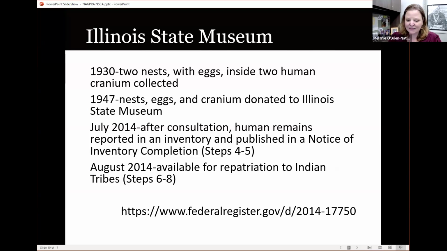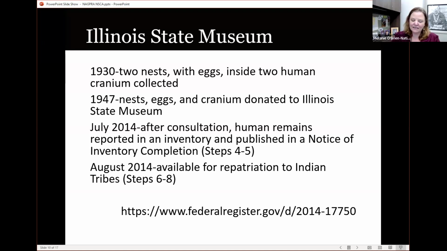In this case, the process of repatriation occurred in 2014. So I've put on the screen an outline of the story and a link at the bottom where you can access the full notice that tells the full story here. But the Illinois State Museum had 2 nests with eggs that had been built inside 2 human cranium. They were collected in the 1930s.